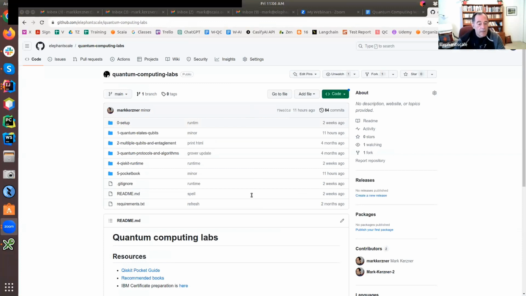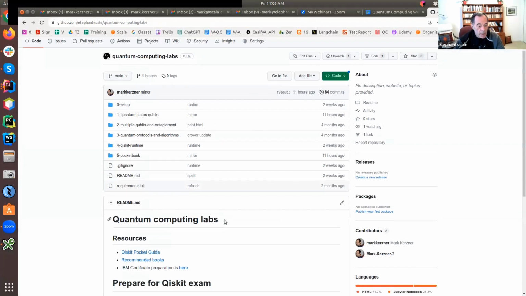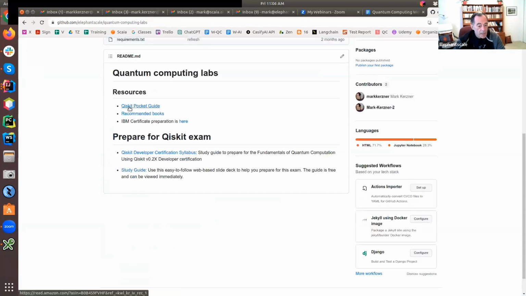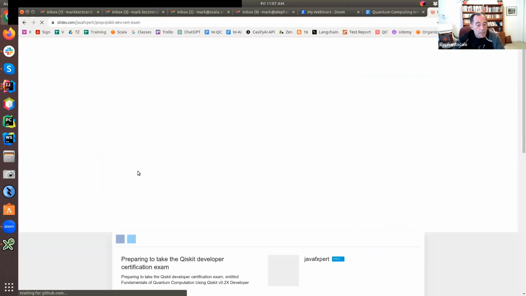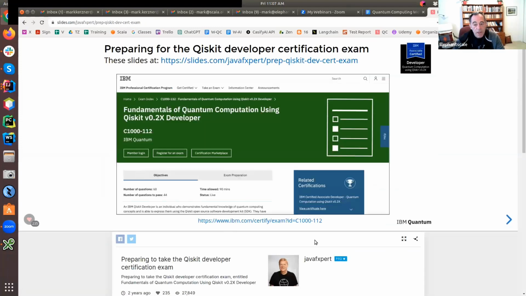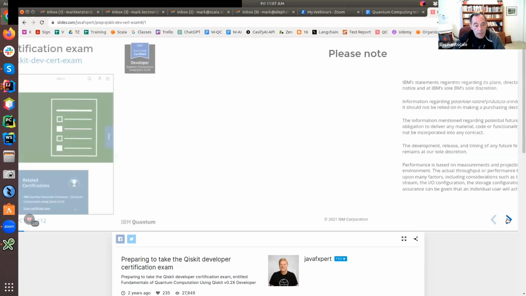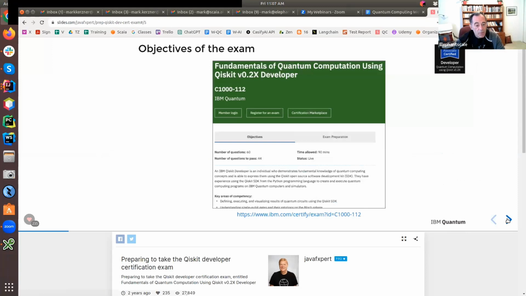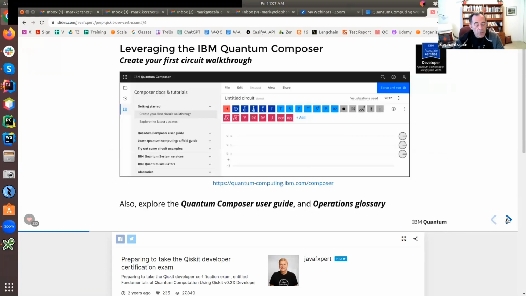Okay. Then the place where you'll go to is the very top, right here. And it says Qiskit Developer Certification Syllabus and also study guide. So yes, I would say study guide is the most useful. And in the study guide, you can pass through the few introductory slides.